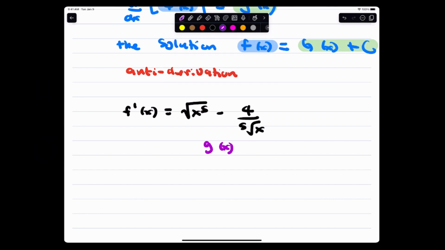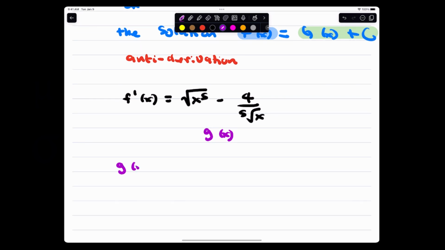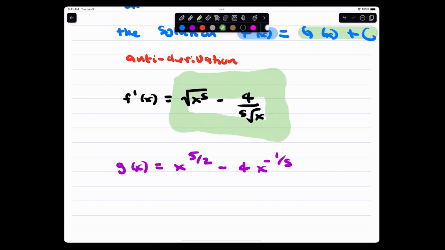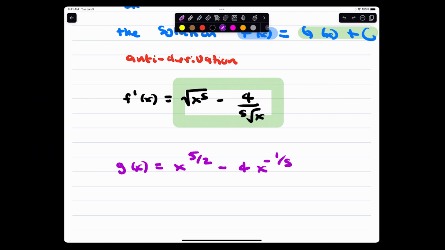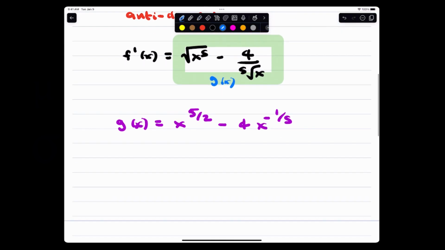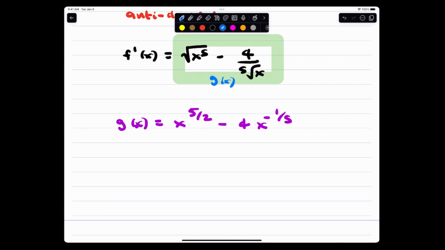Here's your g function. So little g is x to the 5/2 power minus 4 x to the negative 1/5 power. So we need the antiderivative of that function. This is the g function in that definition. You with me on that?